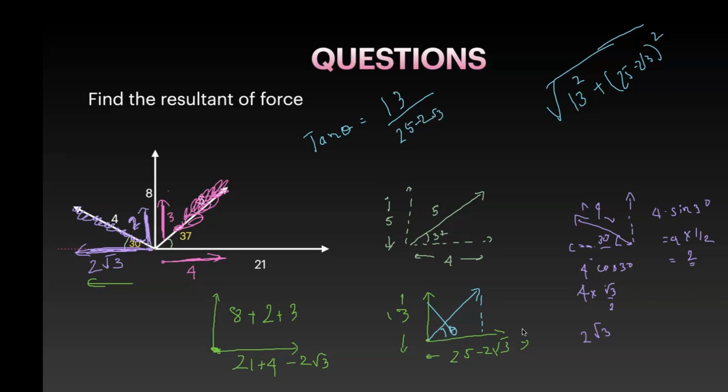If you are not understanding this, I'm drawing one triangle like this. What I'm doing is I'm drawing a perpendicular like this, whose size is the same as 13. So this is 13 units. This is 25 minus 2 root 3 units. And this tan theta is opposite by adjacent. So tan theta, you'll get it in this. So yes, this is crystal clear.